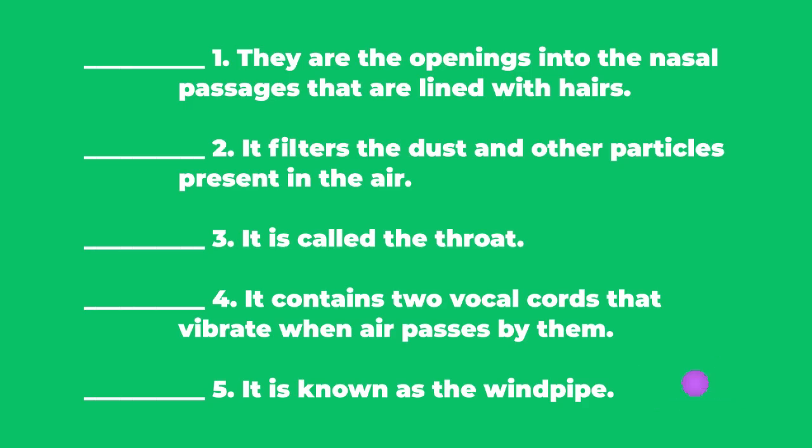Let's check. Number 1. Nostril. They are the openings into the nasal passages that are lined with hair. Number 2. Cilia. It filters the dust and other particles present in the air. Number 3. Pharynx. It is called the throat. Number 4. Larynx. It contains two vocal cords that vibrate when air passes by them. Number 5. Trachea. It is known as the windpipe.